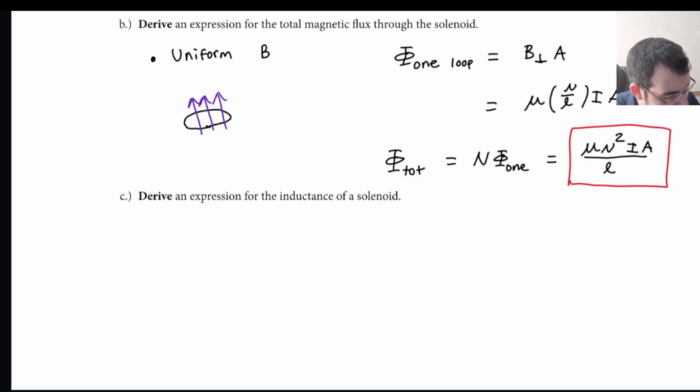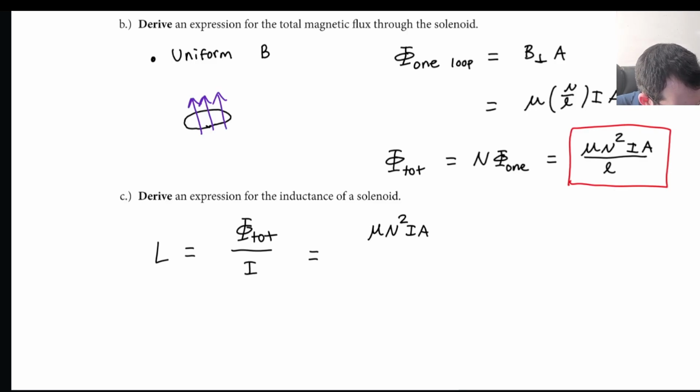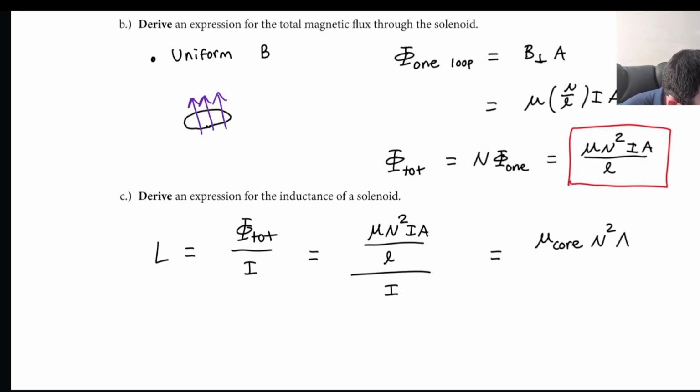What is the inductance of a solenoid? Well, L is defined as the total flux divided by the current. Total flux is mu n squared IA divided by L. And I'm dividing that entire thing by the current I. And notice the only thing that does is that just removes I. So I get mu from the core n squared A divided by L.